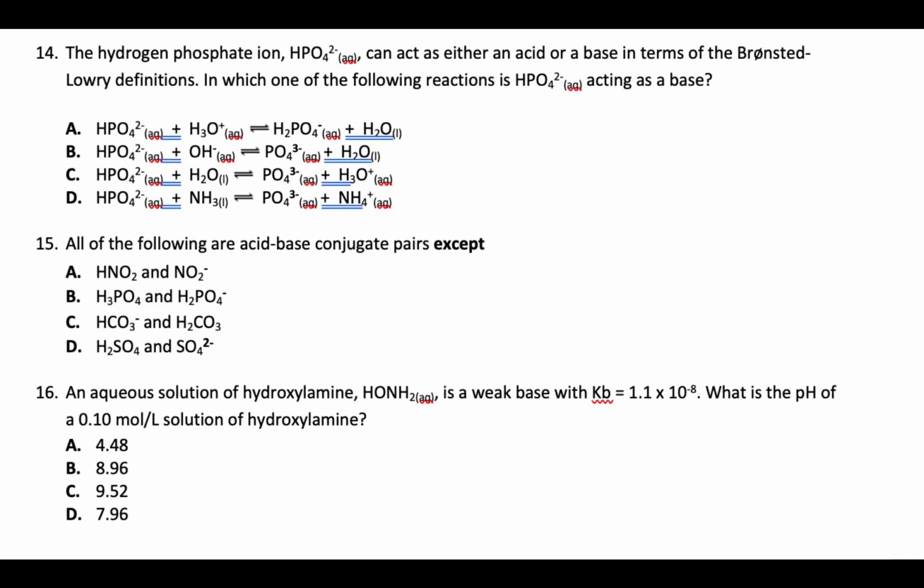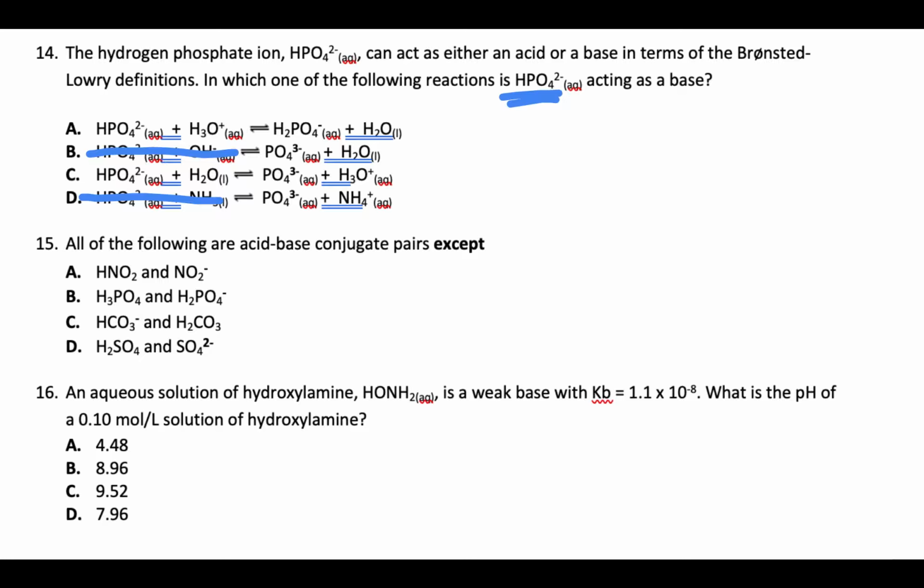Question number 14 here. The hydrogen phosphate ion can act either as an acid or a base based on Bronsted-Lowry. In which of the following reactions is our HPO4 2- acting as a base? If it's acting as a base, it is accepting a hydrogen. So just looking at a few of the other ones, you can definitely rule out this one. You're not going to react it with a base. You can rule out D.